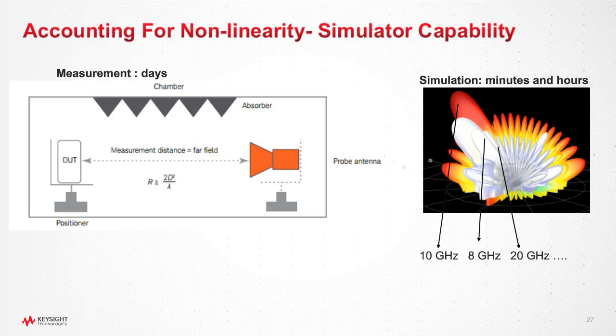Now, in a simulation, we can do this whole thing in minutes or hours without leaving the desk. We can do everything on the computer, and then we can plot all of them and see the direction in which these beams are going. So this phenomenon has to be predicted by the simulator very accurately. That's what we are looking for.